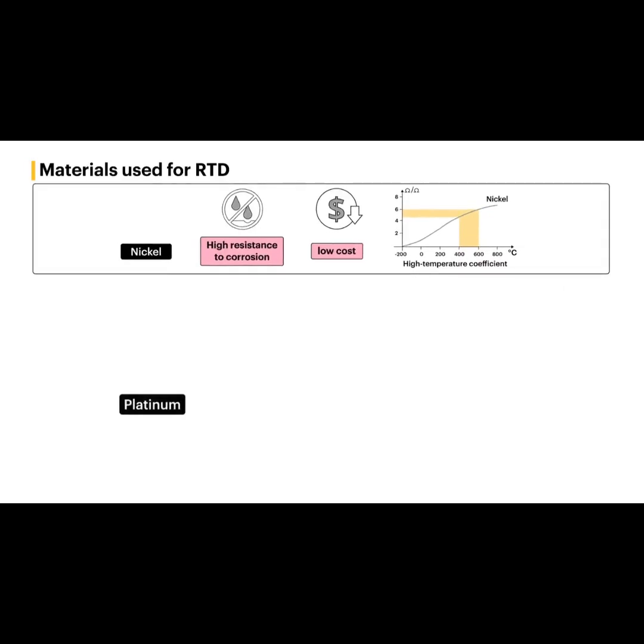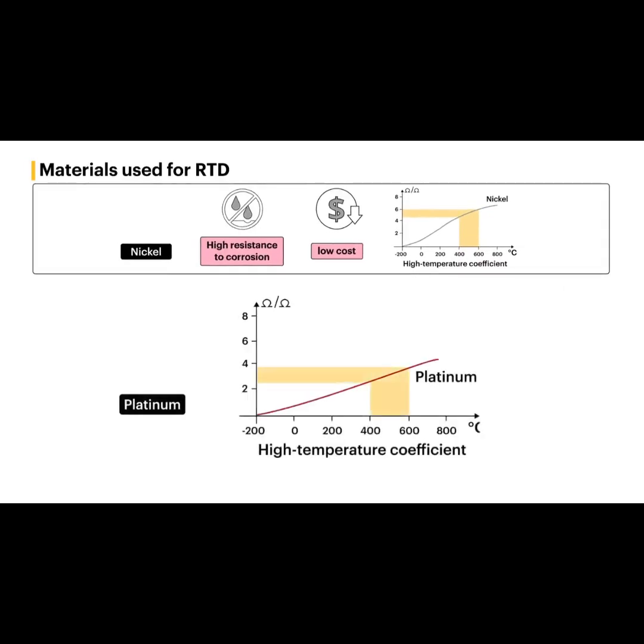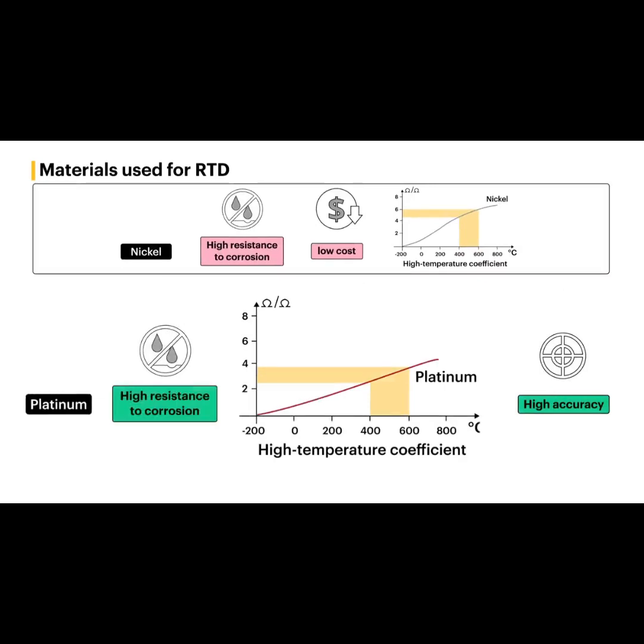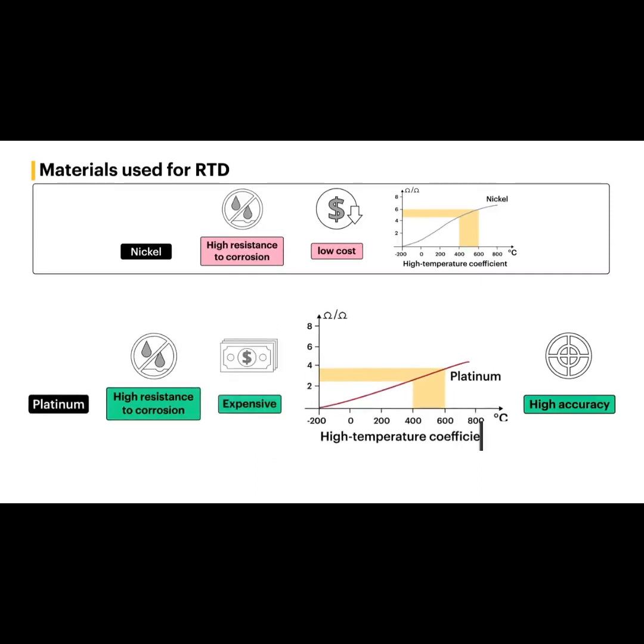Platinum, on the other hand, has a high temperature coefficient, making it highly accurate for temperature measurement. It is also corrosion resistant, making it ideal for use in harsh environments. However, platinum is much more expensive than nickel, which can make it less desirable for some applications.